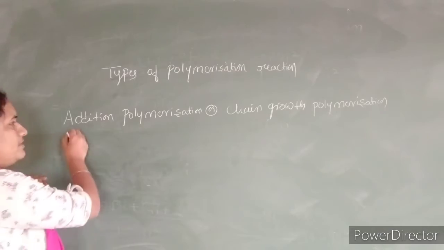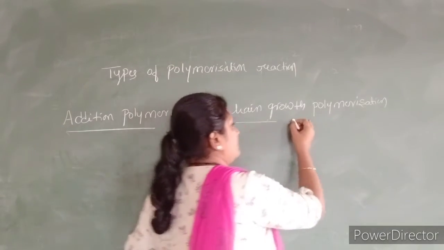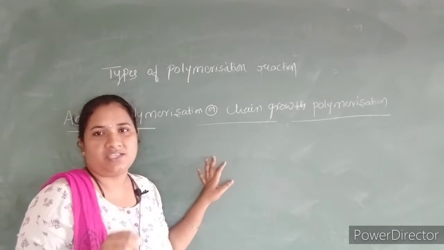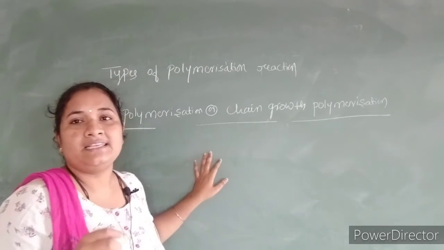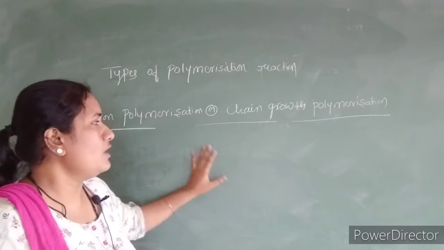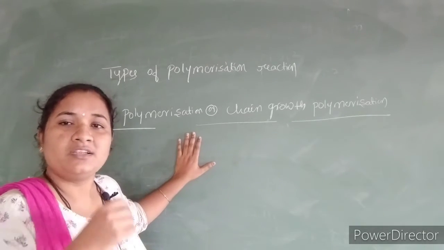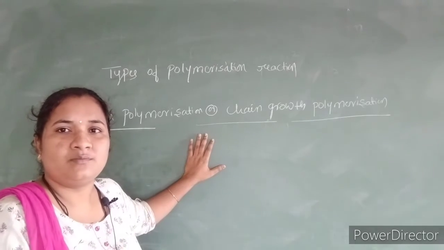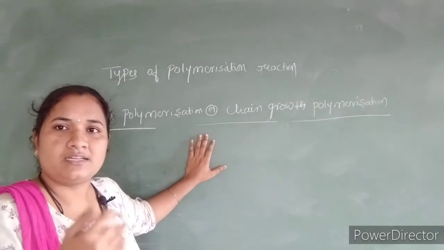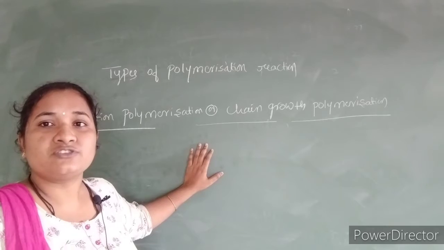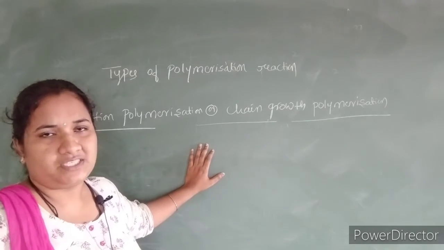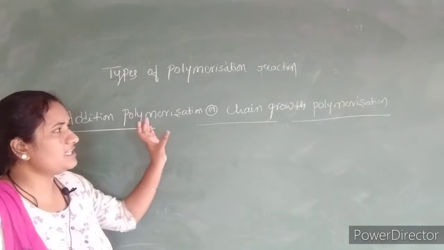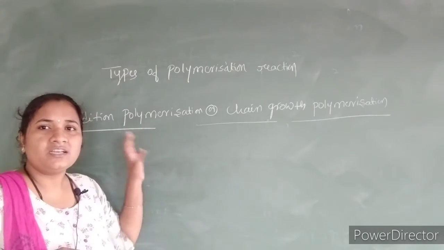Addition polymerization means the monomer, the repeated structural unit, must be unsaturated. Usually alkenes and alkadienes undergo this type of polymerization process, and it can be done in two ways: either by a free radical mechanism, or sometimes through ionic species. Through the free radical mechanism we can carry out the addition polymerization reaction.